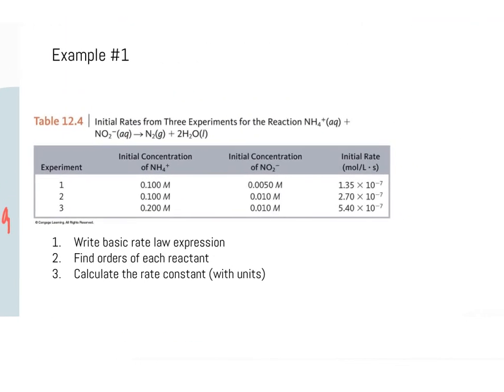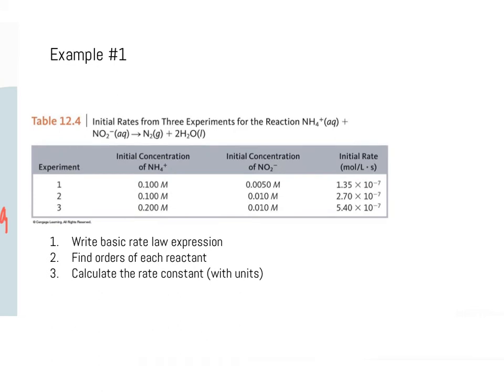Here's the first example. So we have this reaction, so it's NH4 plus NO2 minus, making N2 and H2O. This is a very stereotypical table for rate laws that you're going to see. There will be multiple trials. There will be each reactant's concentration and then the initial rate. And sometimes that rate is measuring the amount of products made. Sometimes it's measuring the amount of reactants used up.